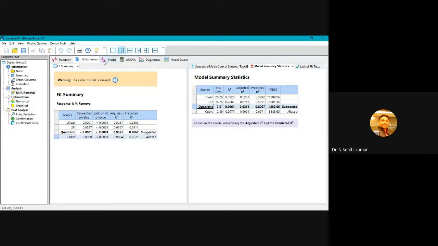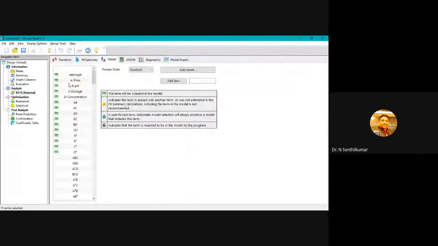Okay, then moving on to model. Here you can see the system itself has selected the model. If I choose this AC, the A factor and the square of the C factor, then it has a negative influence with another factor. You can see that it is aliased, that is producing a negative effect or working in the wrong way. So quadratic itself, or if I want, I can change this also.